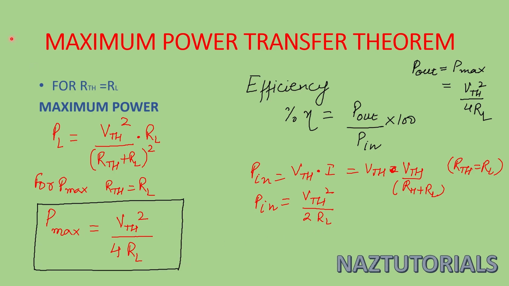Now calculate our percentage efficiency. Efficiency is output power divided by input power. The output power is VTh square divided by 4RL. Input power is VTh square divided by 2RL. So it will be 1 by 2 into 100, which means the efficiency is 50%. So the power transferred to the load will be maximum, but the net efficiency of this particular network will be 50%. It is the limitation of this theorem, and the applications and advantages will be discussed in the coming topic.